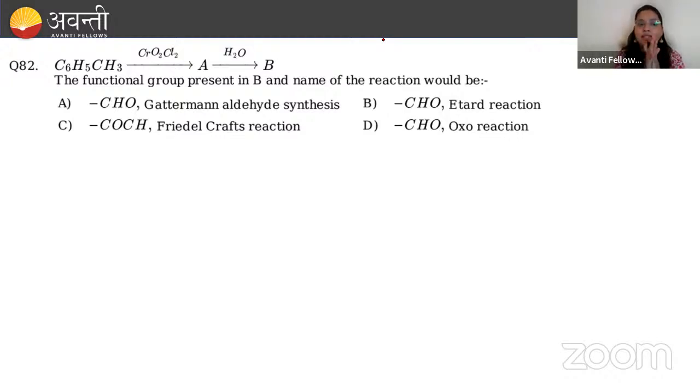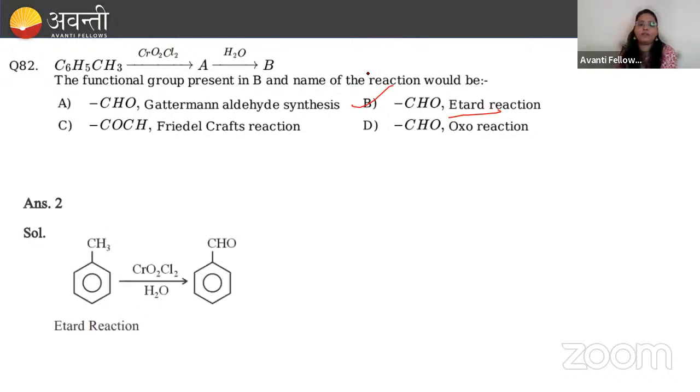So when benzene, substituted benzene reacts with CrO2Cl2, oxidation takes place in which CH3 gets converted into CHO group by further hydrolysis. And this reaction is nothing but what? It is Etard reaction. So our answer will be what? Option number 2, that is Etard reaction. Okay, any doubt in this?